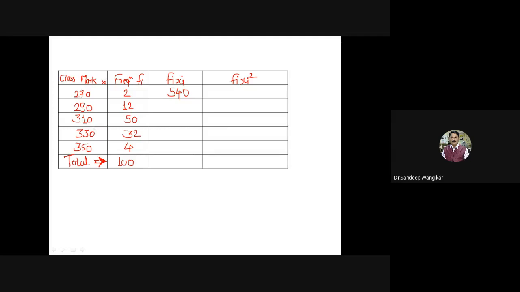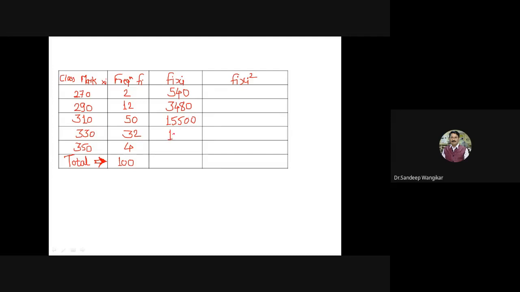Fi xi calculation. So immediately, fastest, put the values in the chat box. 290 into 12 is 3480. Okay, proceed. 310 into 50. So I will write one by one. 3480. Next value, 310 into 50, 15500. Okay, very nice. 330 into 32.